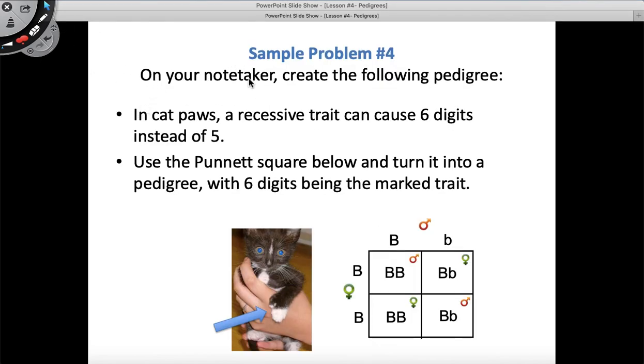So this is our last sample problem. On your note taker, create the following pedigree. In cat paws, a recessive trait can cause 6 digits instead of 5. Oh, look at that cute little kitten. Use the Punnett square below and turn it into a pedigree, with 6 digits being the marked trait. So here is the Punnett square. Pause your video and turn it into a pedigree.